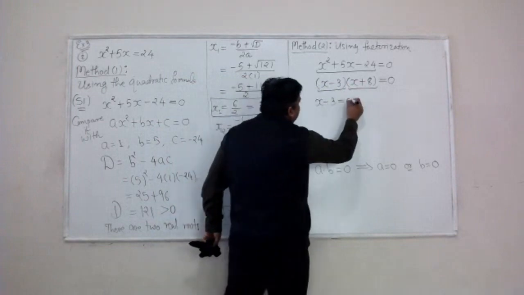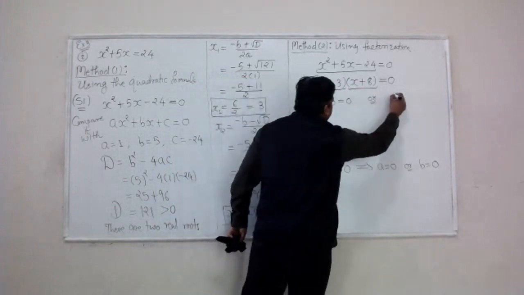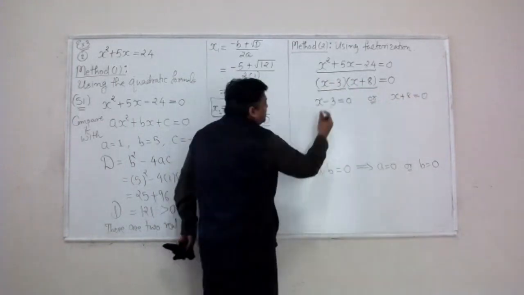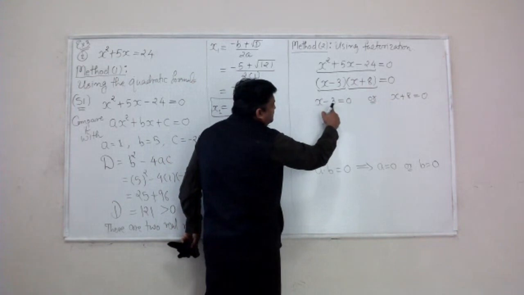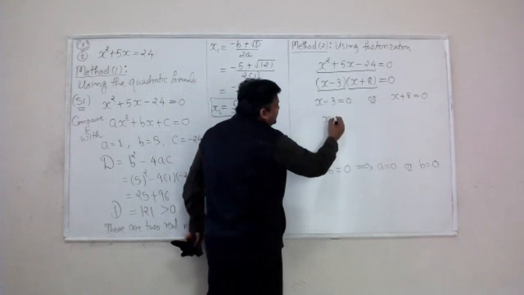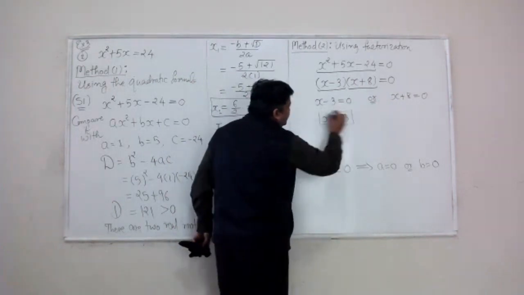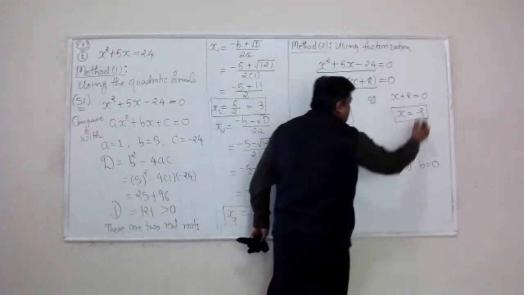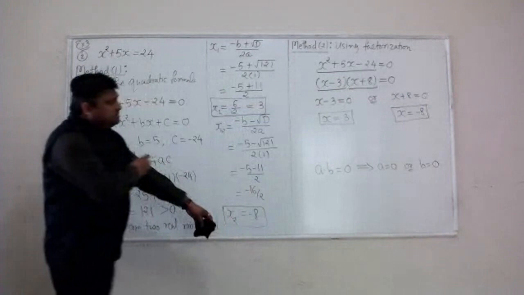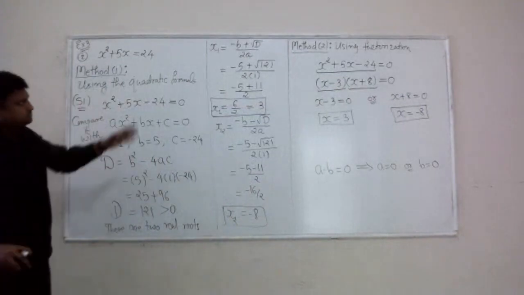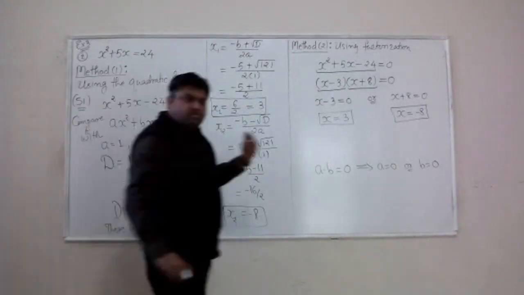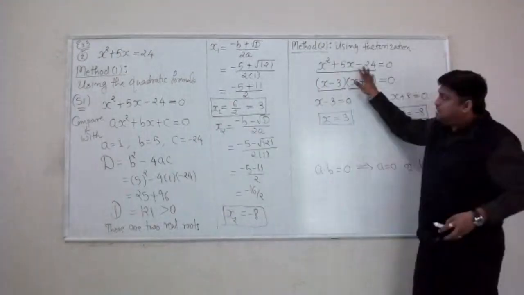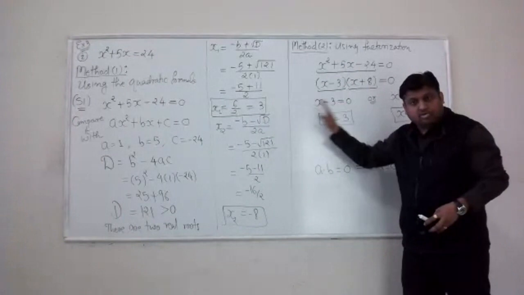I want you to do that same thing here. Set the first factor equal to 0. Set the second factor equal to 0. Solve for x. This is a linear equation. So isolate x, add 3 on both sides, add negative 8 on both sides. Done. This is the solution of the given equation using the factorization method. Again, this is the amount of work that you need for both methods.